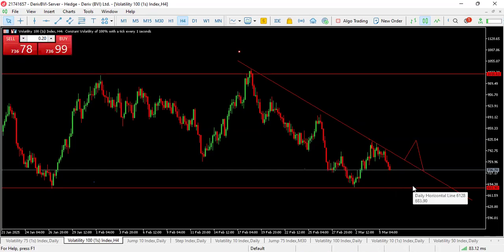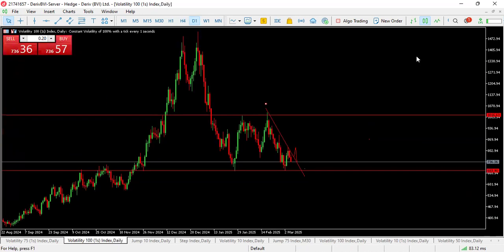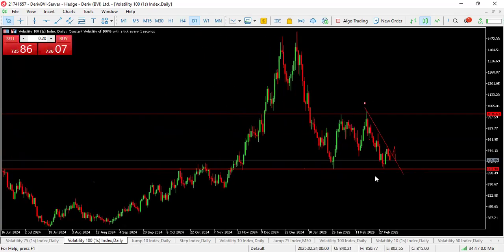But for me, I'm not selling this market, because according to the daily time frame, it is ranging between these two zones. The market is just ranging right now. It's not trending, it's ranging. So let's watch out. It may come down here. If it comes down here, some persons can still buy here.